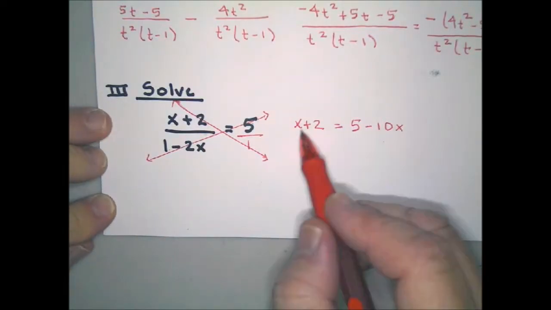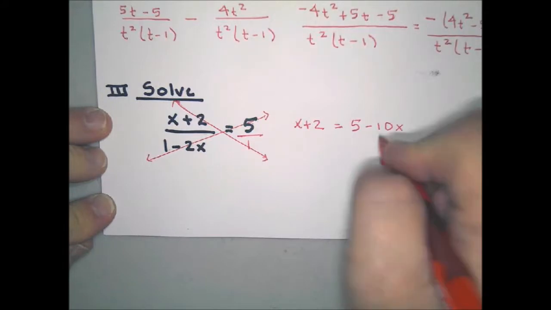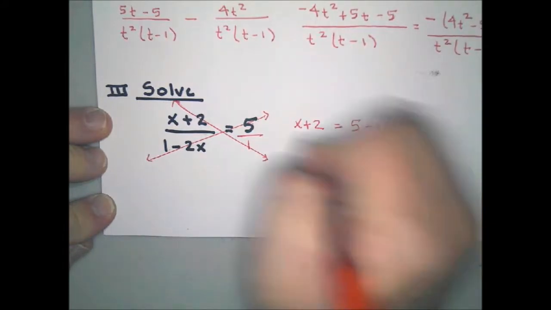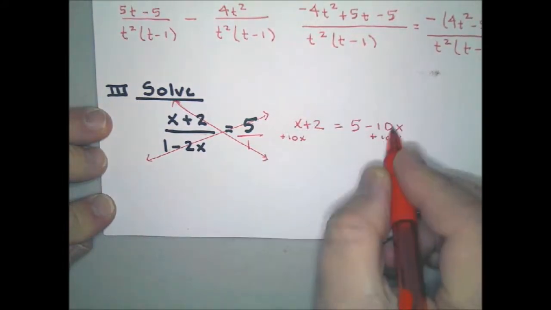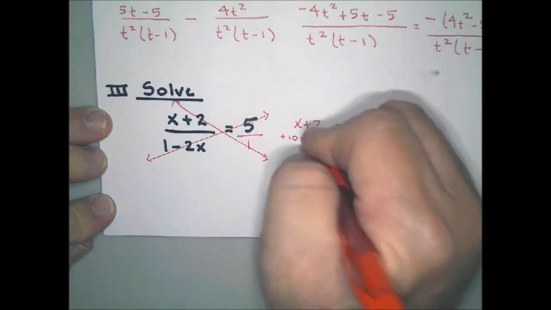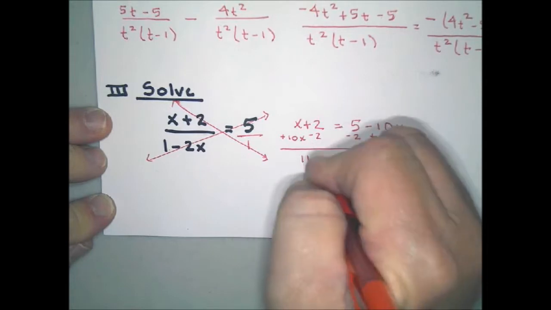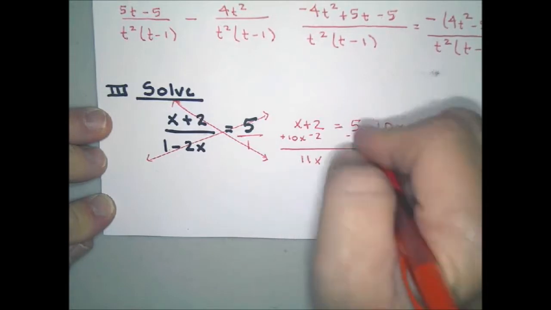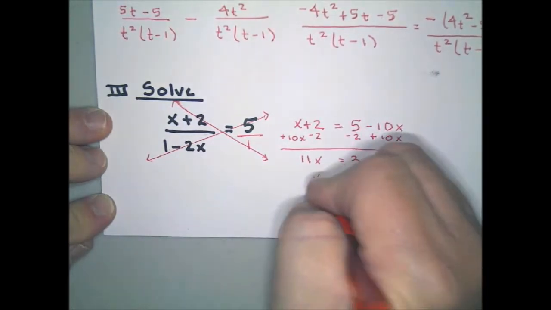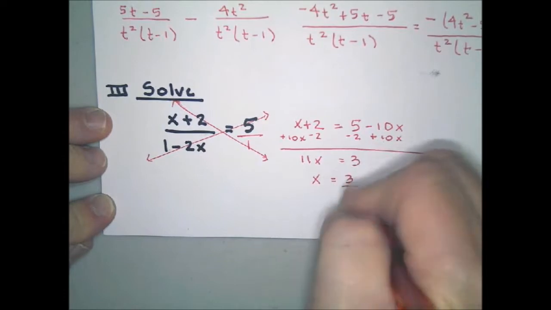And now let's start solving. Let's add 10x. And since we brought the x's that way, we need to take the 2 that way. And we have 11x equals 3. So x equals 3/11.